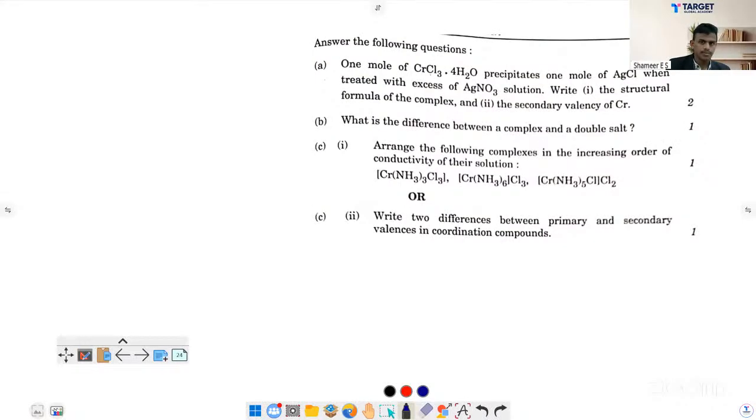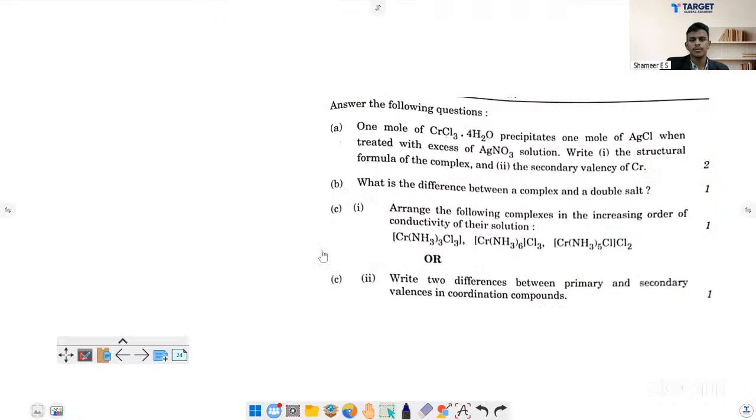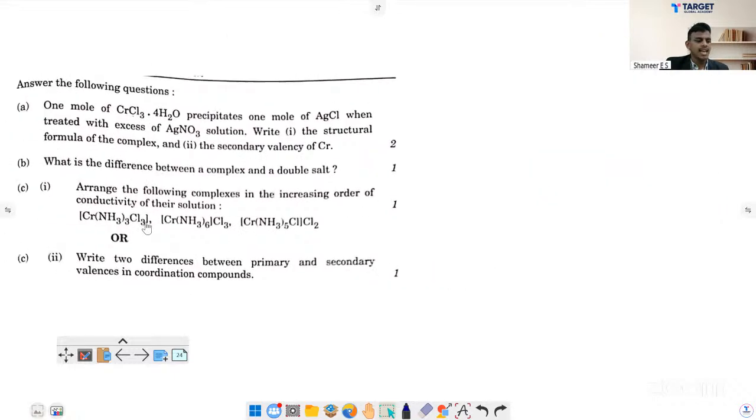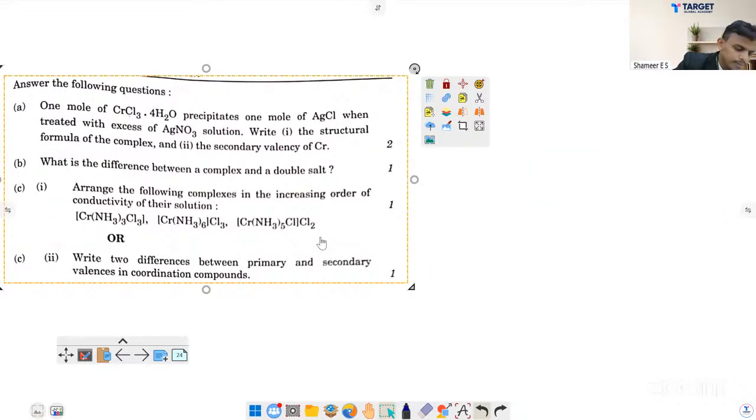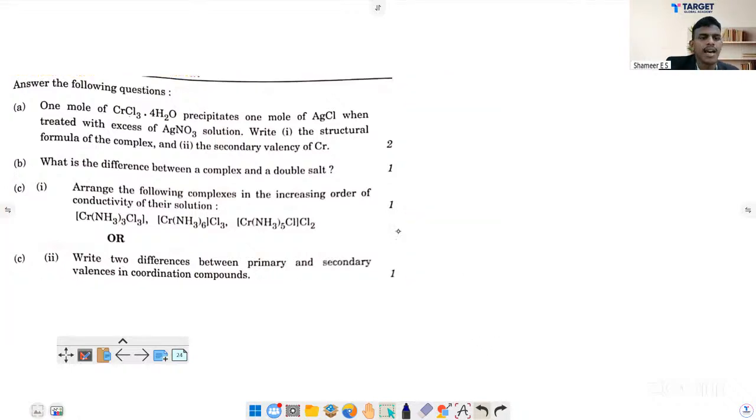Next question. 1 mole of CrCl3·4H2O precipitates 1 mole of AgCl when treated with AgNO3 solution. Write its structural formula and secondary valency. Listen, it's very easy. 1 mole of AgCl means 1 chlorine will be outside. So you can draw Cl.